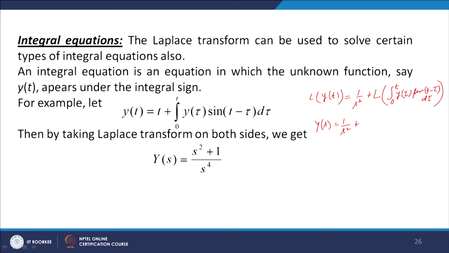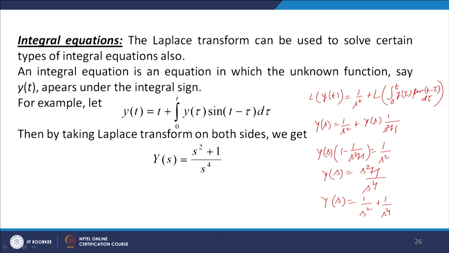So, Laplace transform of integral 0 to t y(tau) sin(t minus tau) d tau is equal to Laplace transform of y(t), which is Y(s), into Laplace transform of sin t, which is 1 over s square plus 1. So, we get Y(s) times 1 minus 1 over s square plus 1 equal to 1 by s square, and this gives you Y(s) equal to s square plus 1 divided by s to the power 4, or we can say Y(s) equal to 1 by s square plus 1 by s to the power 4.